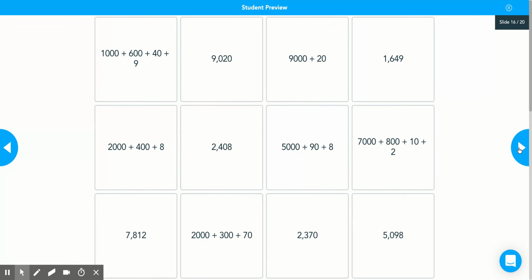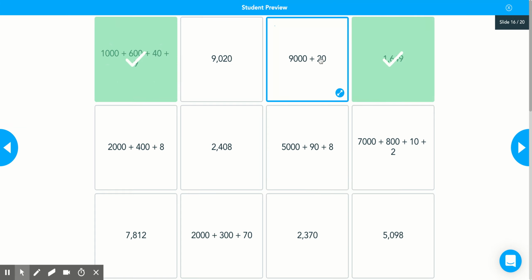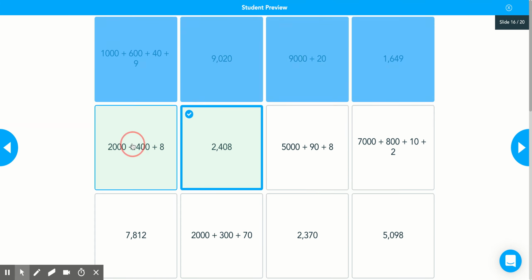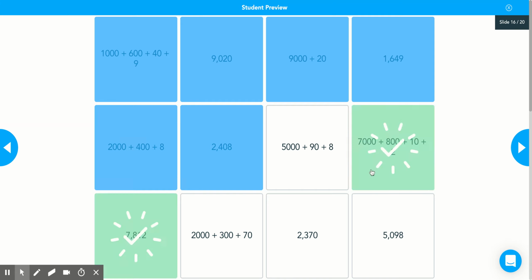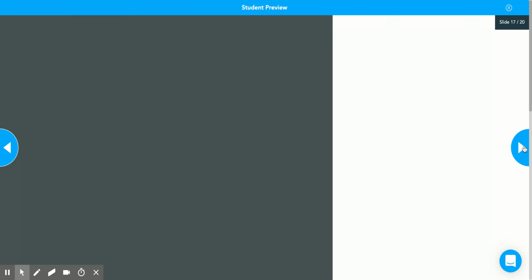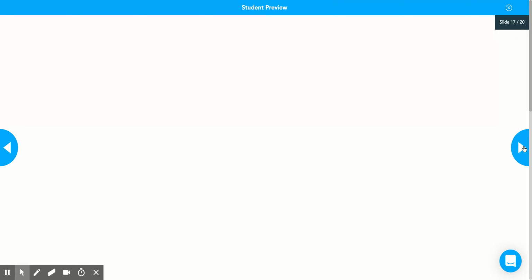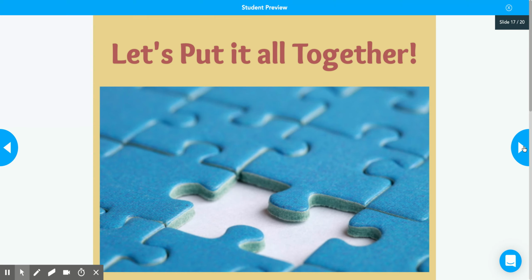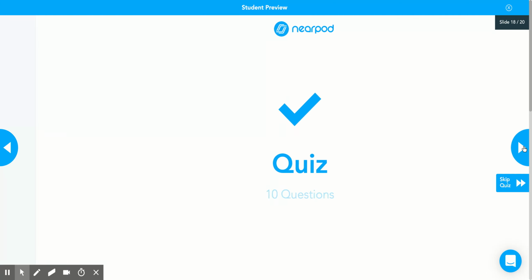Now, after doing 2 practice problems, let's play a matching game. Match the expanded form of a number to the standard form of a number. Now, let's put everything together. We're going to take a quick formative quiz on everything we have learned in this lesson.